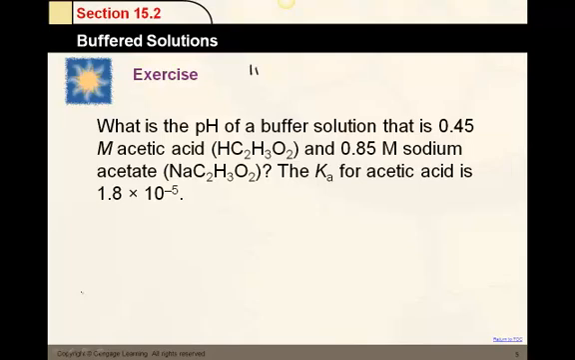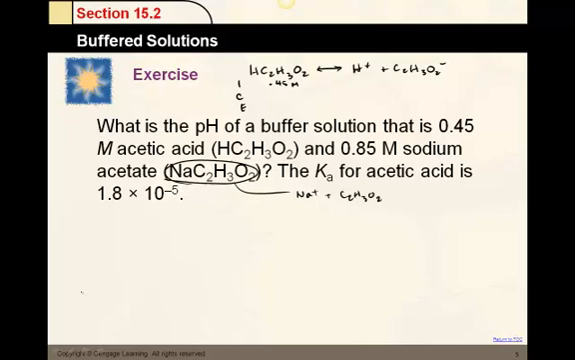So in this case, here's acetic acid, HC2H3O2. You could write water if you prefer, but I'm just going to write hydrogen and C2H3O2 negative. So in this case, because it's a weak acid, of course we're going to solve using ICE. We know that it's 0.45 molar. Now, you notice the sodium acetate will produce sodium ions and acetate ions. Oops, and C2H3O2, I've got that wrong. Let me put that back.